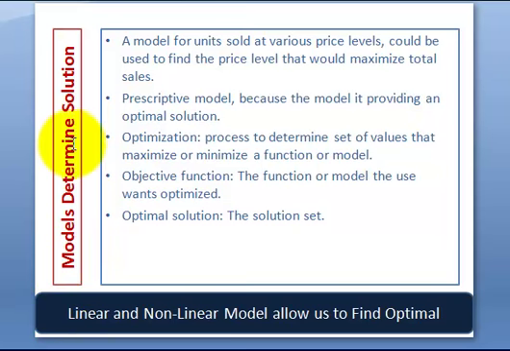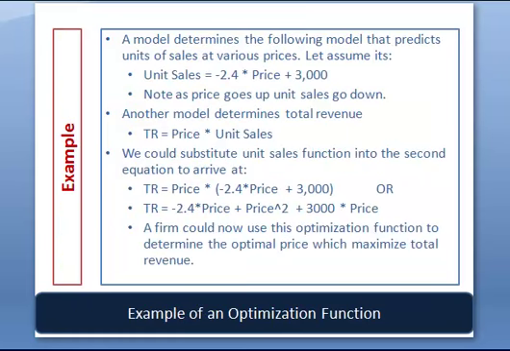Now, models determine what our solutions are. Sometimes we use models just to predict. Sometimes we use models to find out what the optimal solution is, to give us a solution. That's called a prescriptive model, and optimization is the process to determine it. We set up an objective function, and then it calculates an optimal solution. So let's look at an example. Maybe it'll make a little more sense.